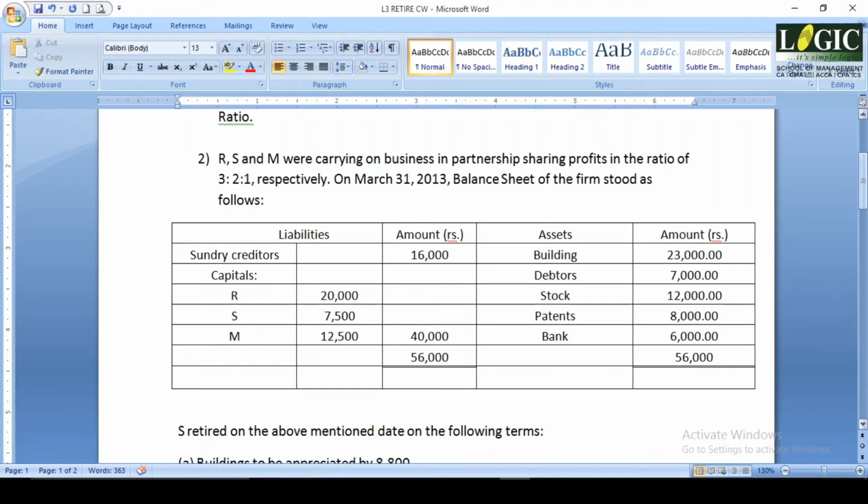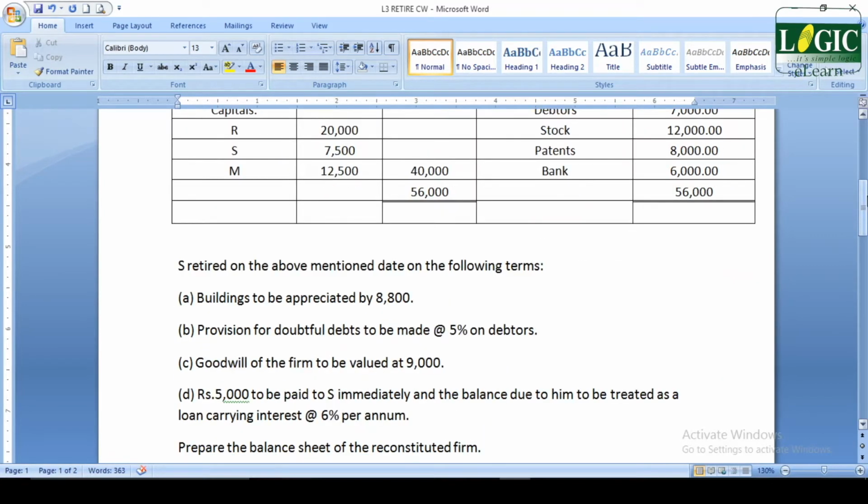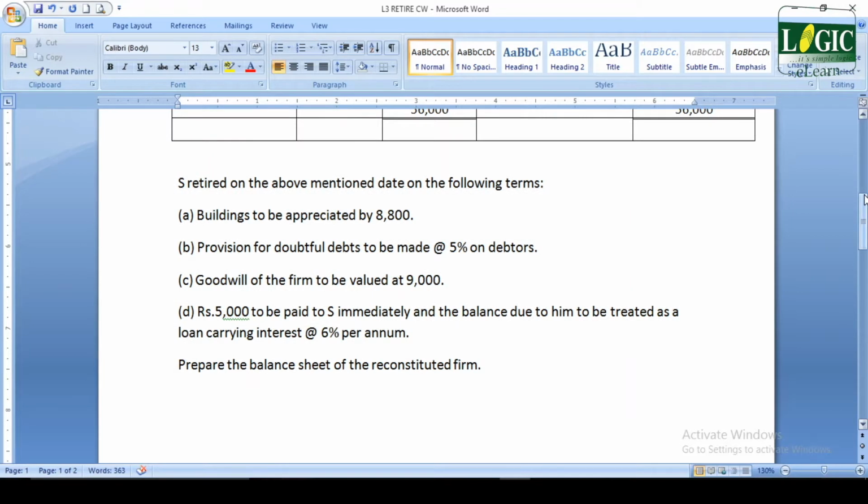Creditors 16,000. These three people's capital: building, debtors, stock, patents, bank. Okay. S retired. So the middleman retired on the above mentioned date on the following terms: building to be appreciated by 8,800 rupees. Provision for doubtful debts to be made at 5% on debtors. Goodwill of the firm to be valued at 9,000.